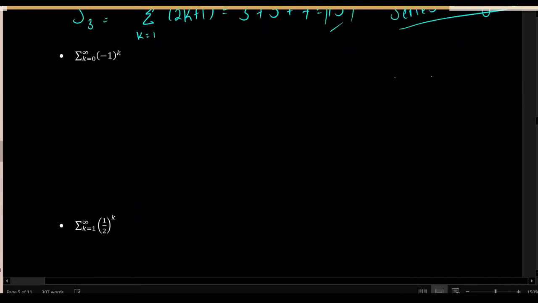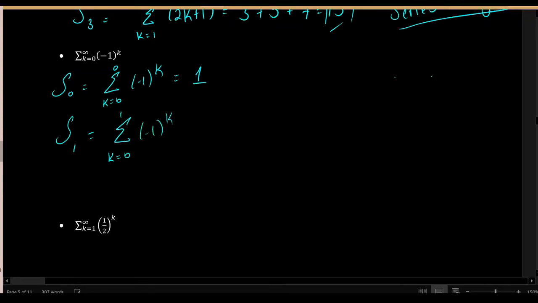Let's consider what we would get, if we get anything at all, by adding up the terms in the sequence -1 to the k, starting from k equals 0. So if I take S0, we're summing from 0 to 0, -1 to the k. When k is equal to 0, we get +1, and then we stop. S1 is the sum from 0 to 1 of -1 to the k. So I get 1 from k equals 0, then I get -1, so the result is 0.